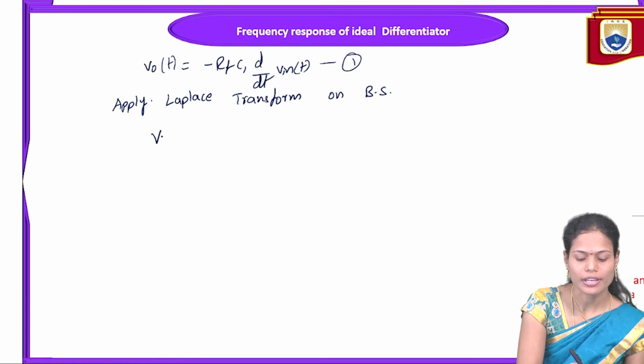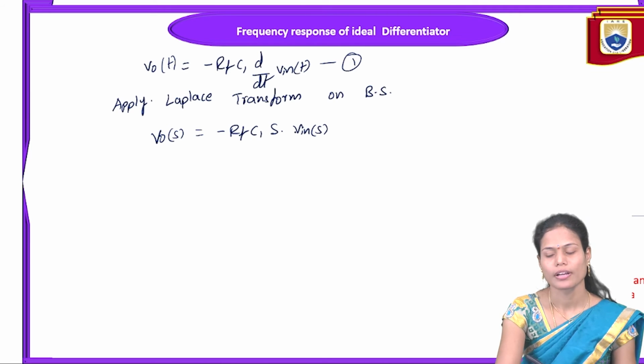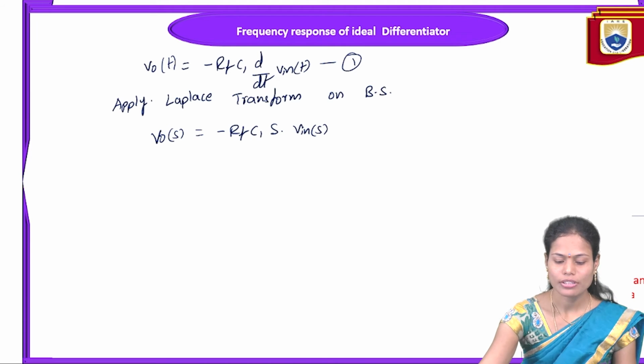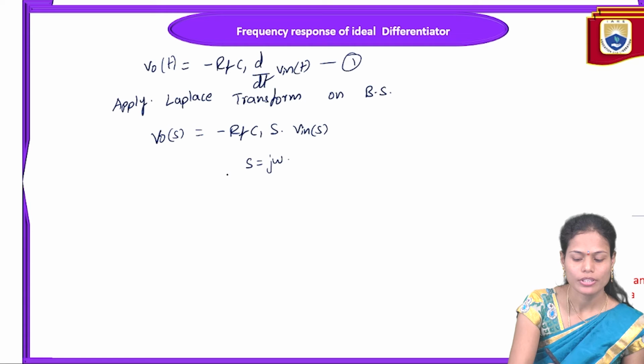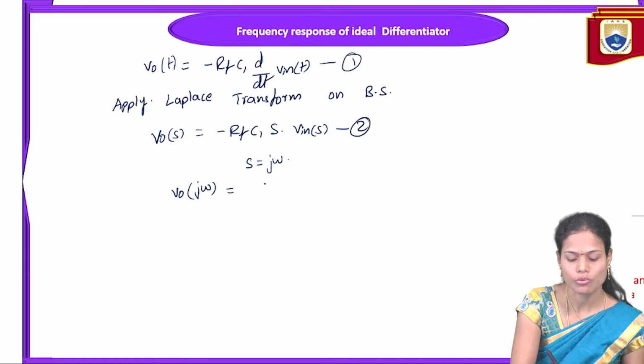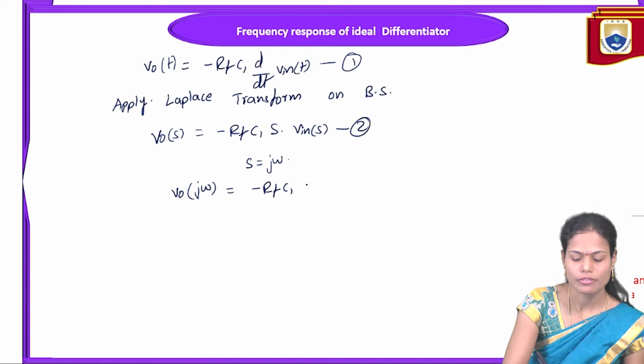So that we will get it as V naught of S is equal to minus RF C1 S into V in of S. And next, to get the frequency response, again I wanted to replace S with J omega. So when we replace S with J omega in the second equation, we will get V naught of J omega is equal to minus RF C1 J omega into V in of J omega.